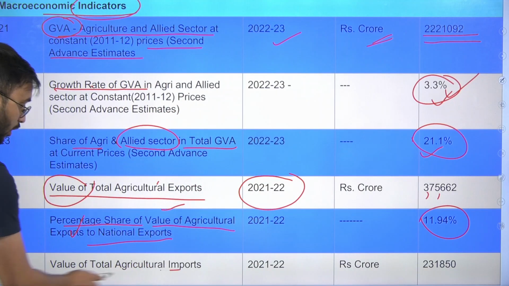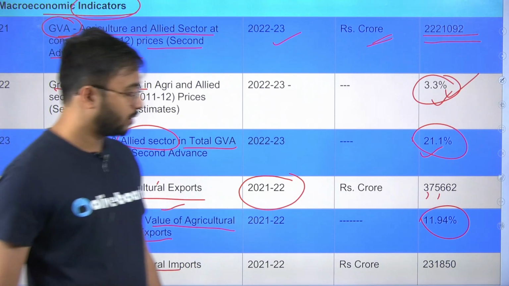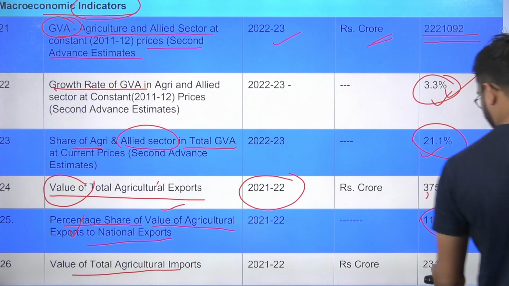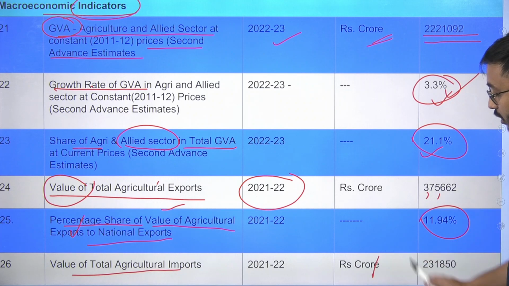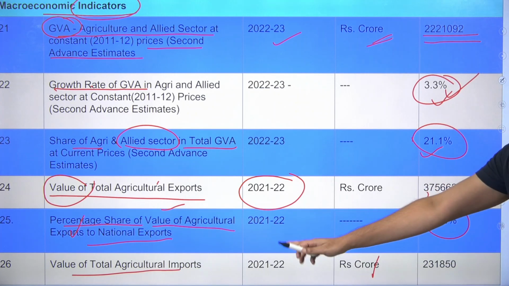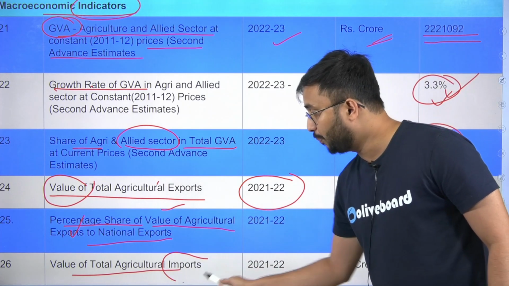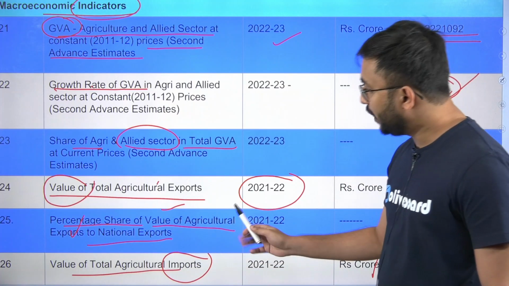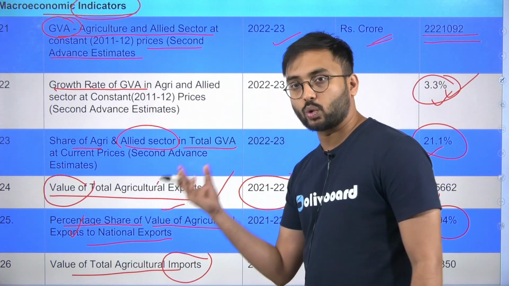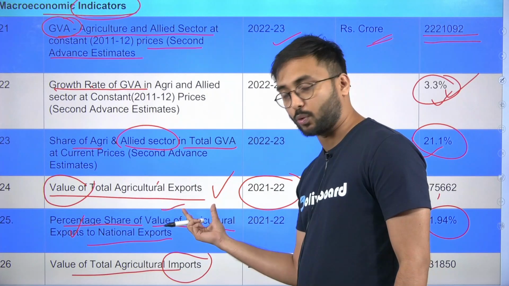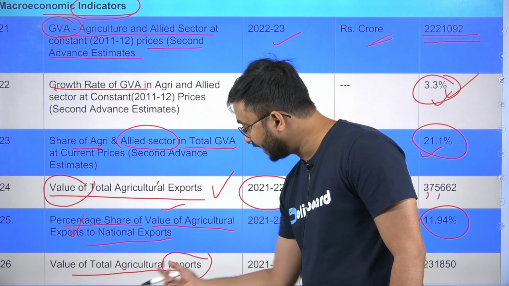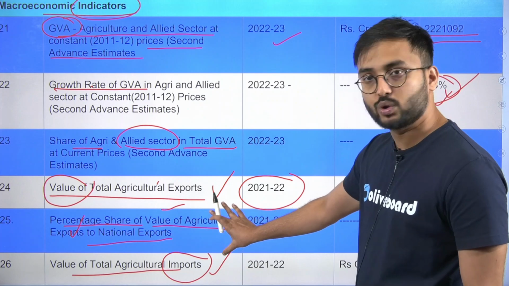Okay, what is the total value of imports? It is 2,31,850 crore rupees. That is the total agricultural imports by value. So we have two values with us: the total value of agricultural exports and the total value of agricultural imports. Now both of these values are very, very important.